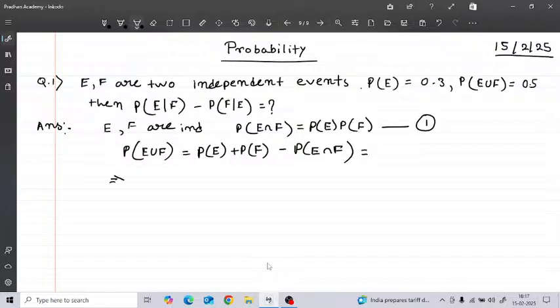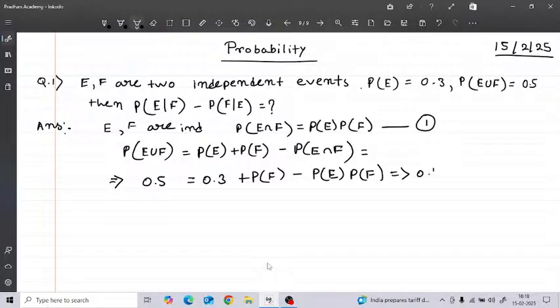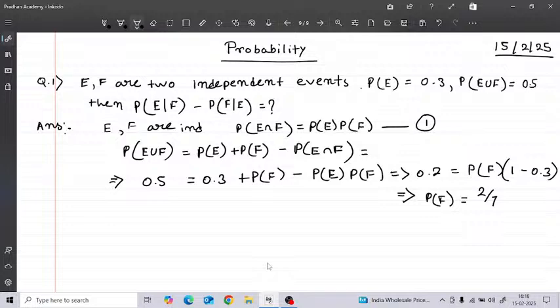So I have probability of E union F as 0.5, probability of E as 0.3, and probability of F we have to determine, and I can write probability of E intersection F as probability of E into probability of F. So that is 0.2 equals probability of F, take it common, we will get 1 minus 0.3. So we will get our probability of F as 2 by 7. Clearly probability of F is 2 by 7.